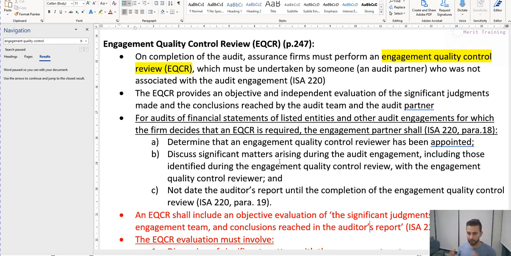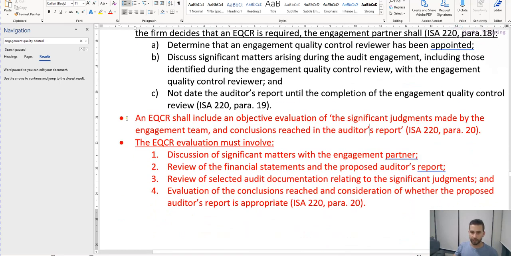In that, the fact that they don't pick up an error or fraud or misstatement, and it actually occurs in the financial statements, and it hits the media, etc. So that's why it's really important to do this process. But I think here is the key criteria. It's to evaluate the significant judgments made by the engagement team and the conclusions reached in the auditor's report. And then it also must involve these steps down here as well, but that's the primary purpose.